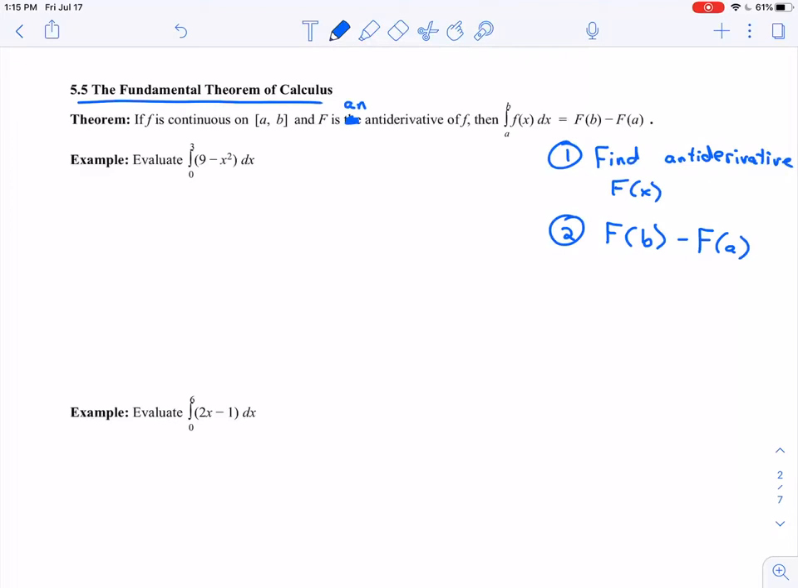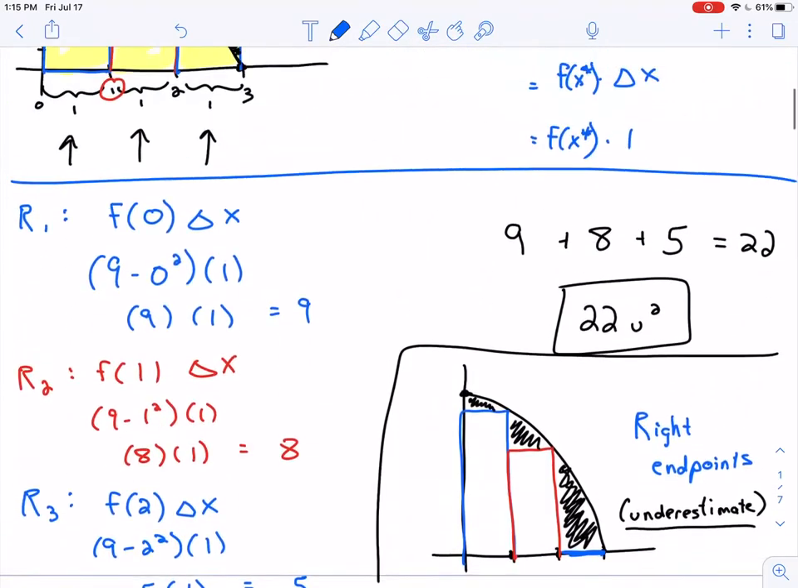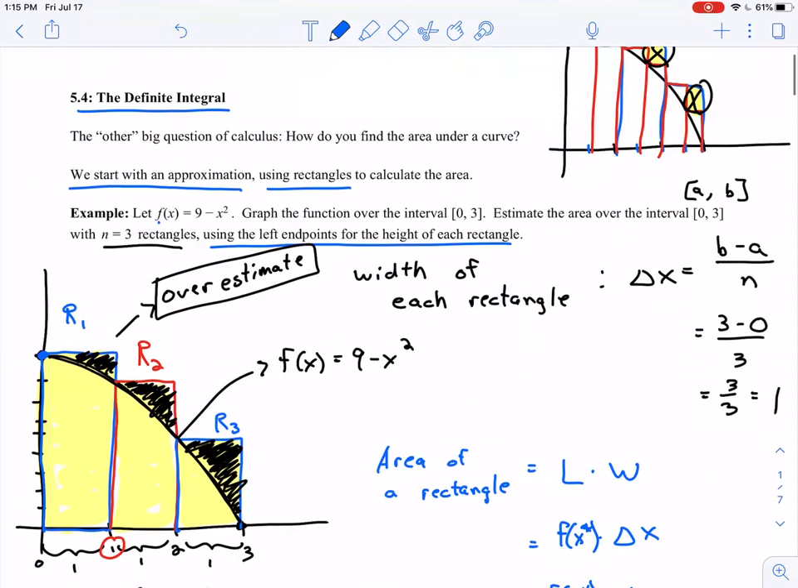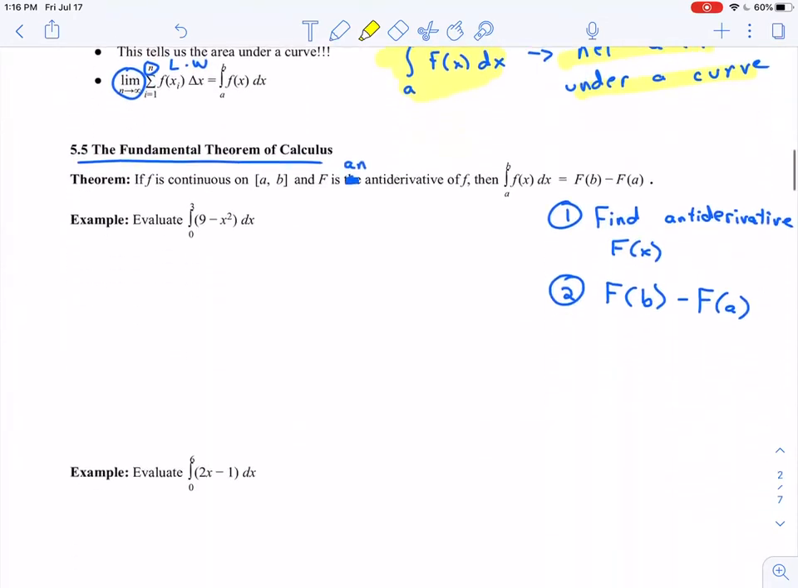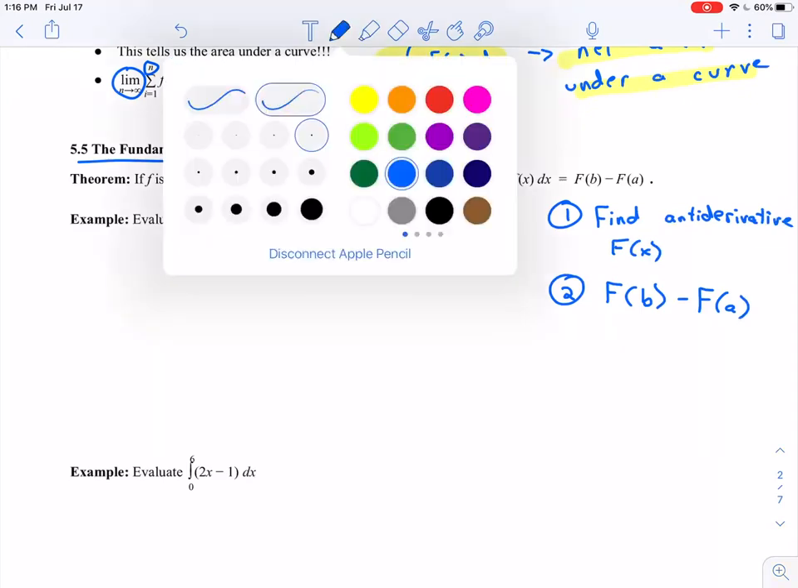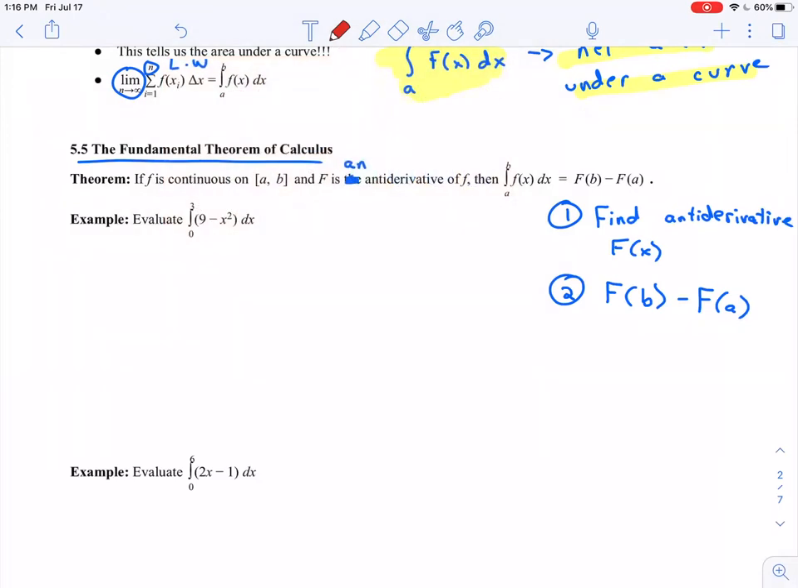So let's look at our example. Remember, in the last section we said we wanted to evaluate or approximate the area under 9 minus x squared. So that's the function I'm going to integrate first. I'm going to integrate 9 minus x squared on the interval 0 to 3. So first step, I need to find my antiderivative. So I need to find the indefinite integral of this function first.